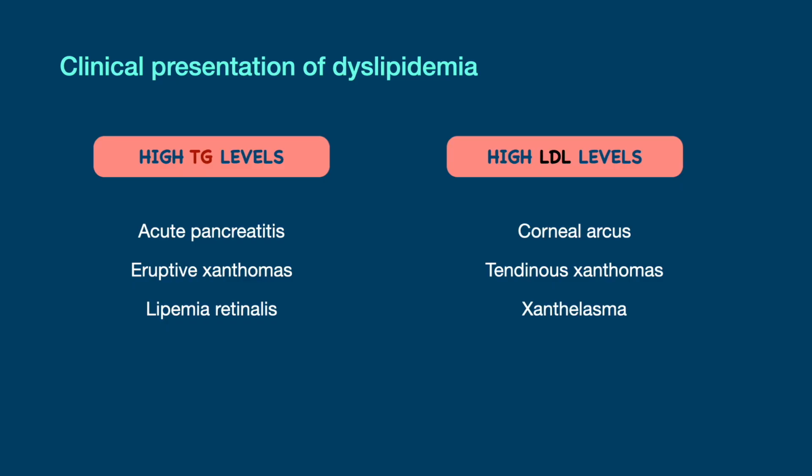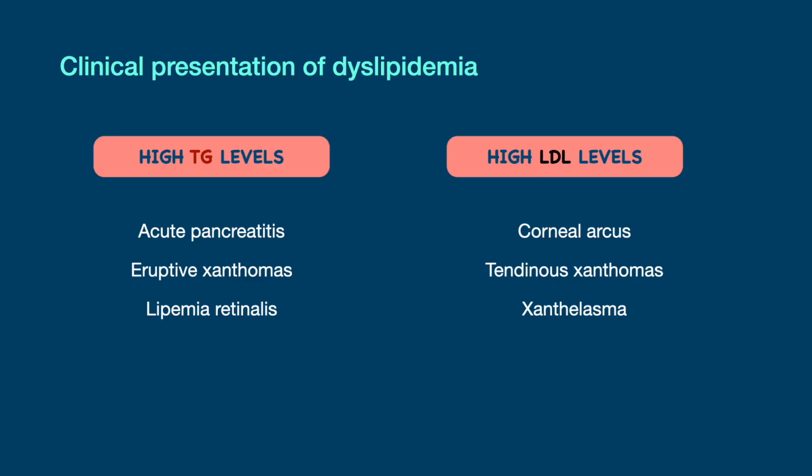High levels of triglycerides can cause acute pancreatitis. Patients with severe elevations of TGs can also have eruptive xanthomas over the trunk, back, elbows, buttocks, knees, hands, and feet. Severe hypertriglyceridemia can give retinal arteries and veins a creamy white appearance known as lipemia retinalis. Extremely high lipid levels also give a lactescent or milky appearance to the blood plasma.